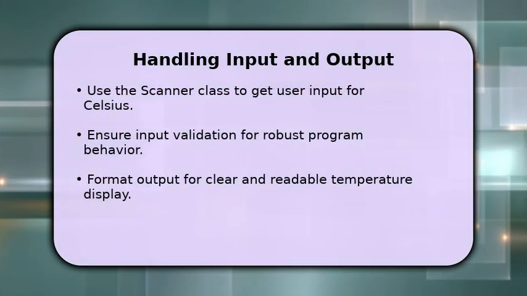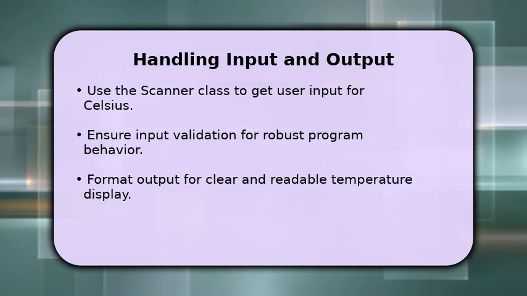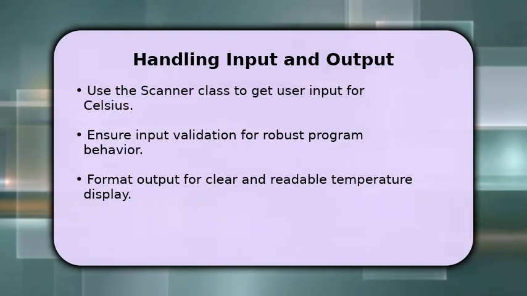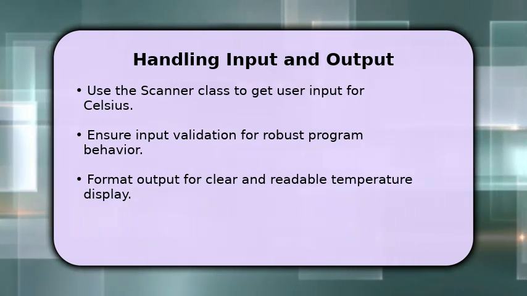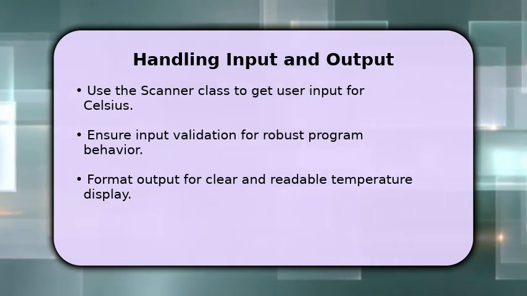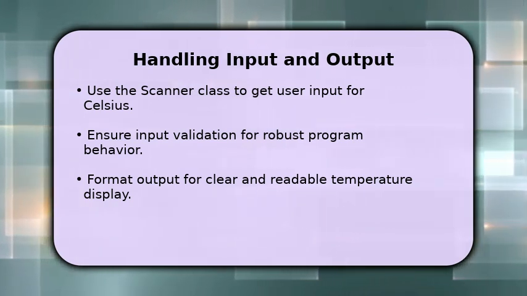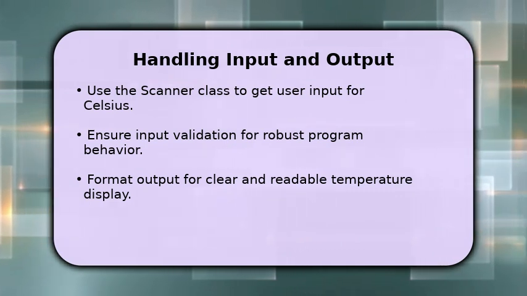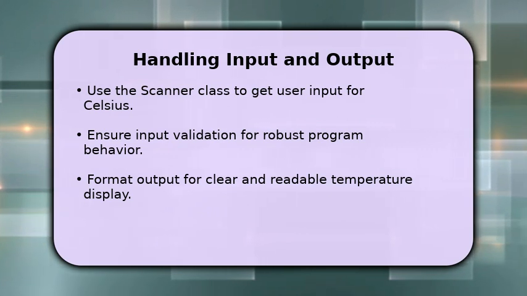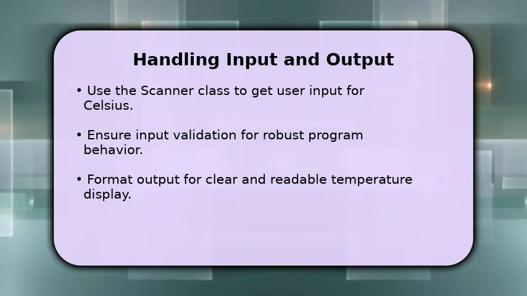Making your program interactive involves using the Scanner class to accept Celsius input from the user. Always include input validation to ensure the user enters valid numerical data, preventing errors and making your program more robust. Once converted, format your output clearly, perhaps stating 25 degrees Celsius is 77 degrees Fahrenheit, for easy readability. This enhances the user experience significantly, providing a complete solution.